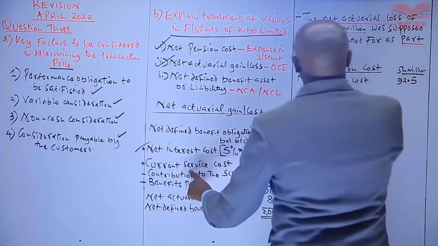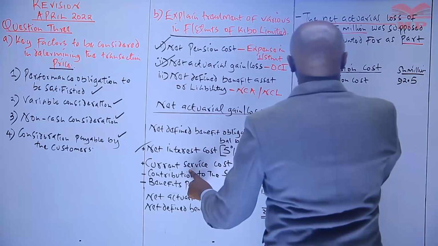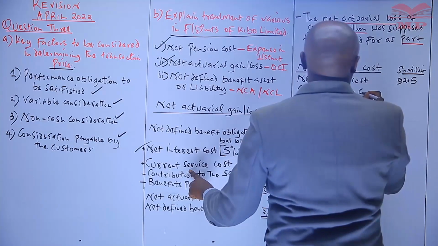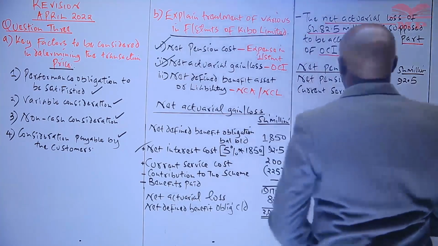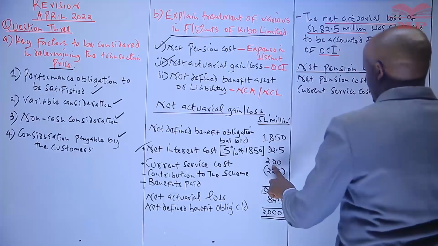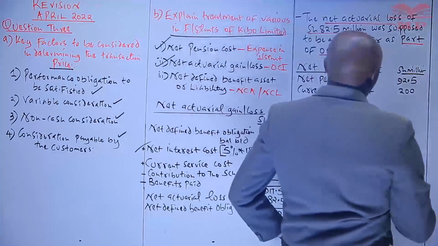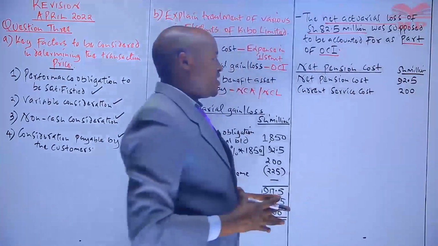We also add the current service cost. Current service cost, how much is that? It is 200. And basically these are the only two items which we take into account.